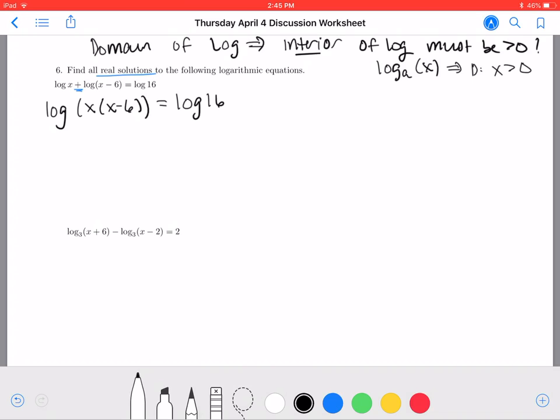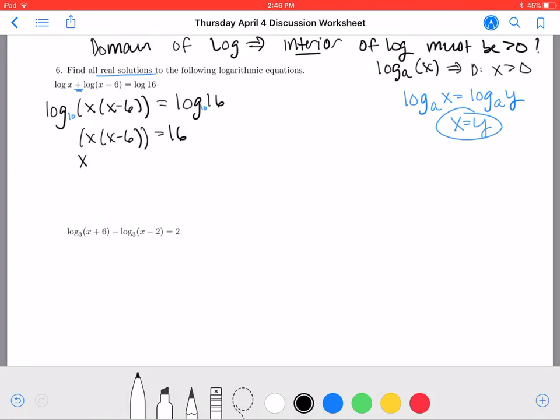Okay. Then, a nice property of logs, similar to solving exponential equations, is if the bases of the logs are the same, then you can just set the interior of the logs equal to each other. So these are both base 10. Remember, if it's not written, we assume it to be base 10, which means I can rewrite this as just the interior of the logs equal to each other.